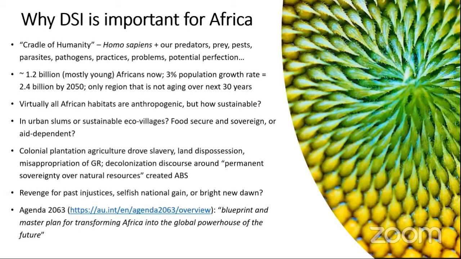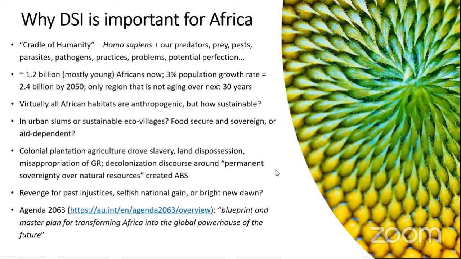And there's the other part of it, which is an equity consideration, which is that much of the modern world has been shaped by colonial plantation agriculture and the industrial revolution that was then based on that, and initially involved chattel slavery from Africa to the Americas to grow these new industrial crops. And so there's a very deep-seated historical injustice behind ABS in general, right? And ABS as a concept evolved out of a decolonization narrative about taking back control over natural resources.